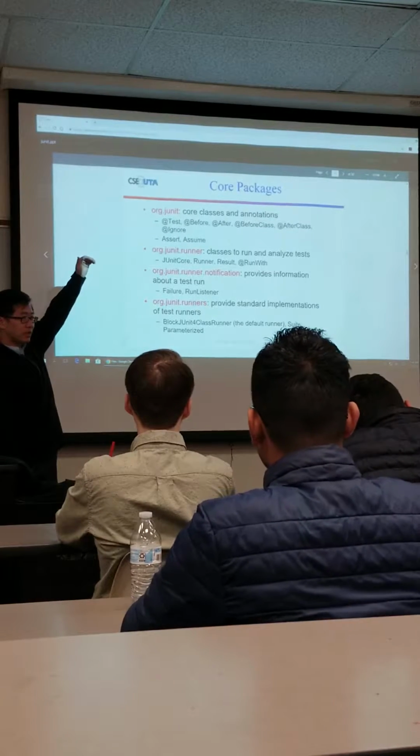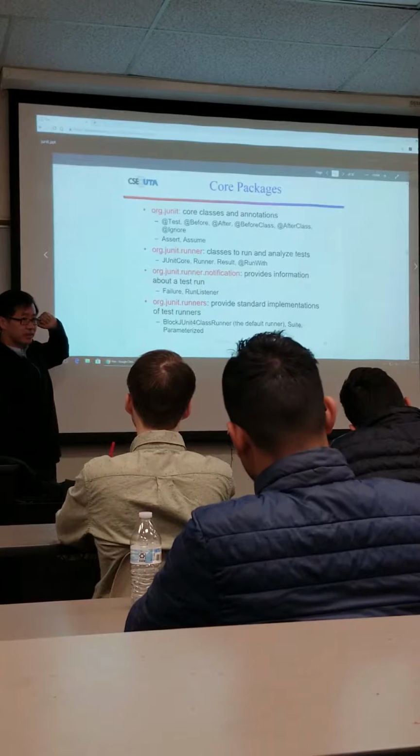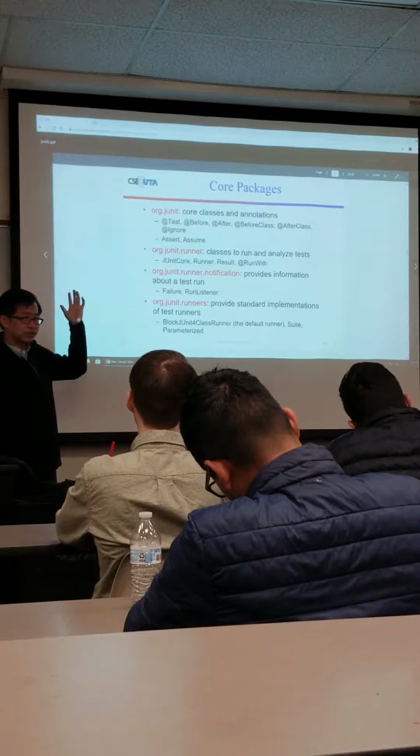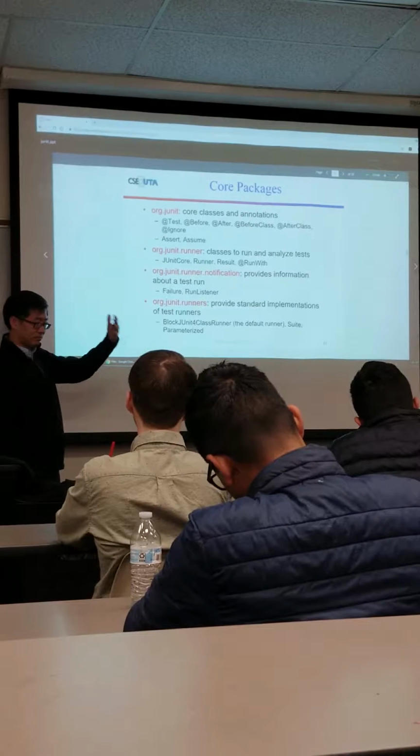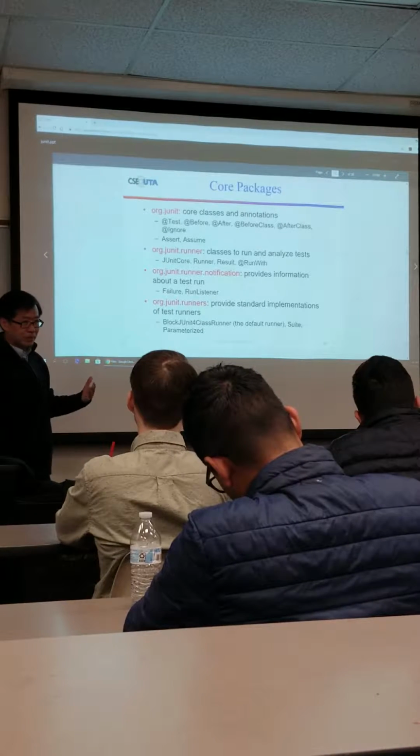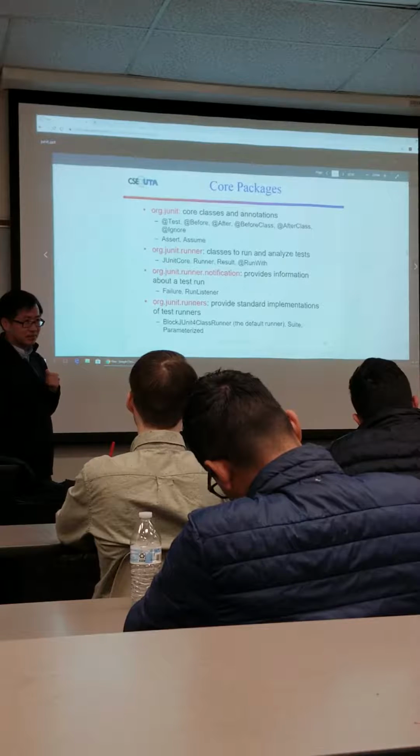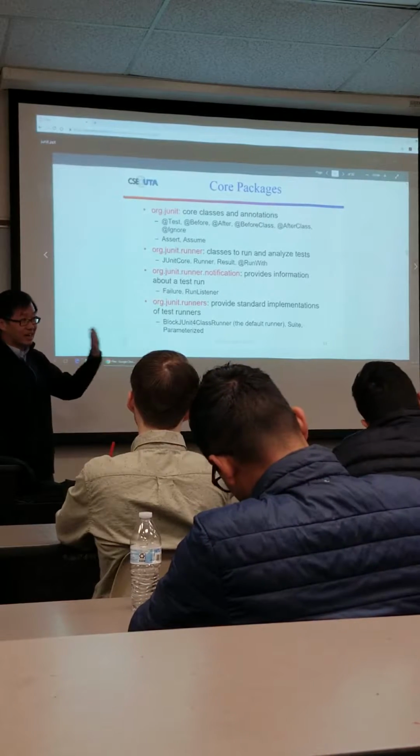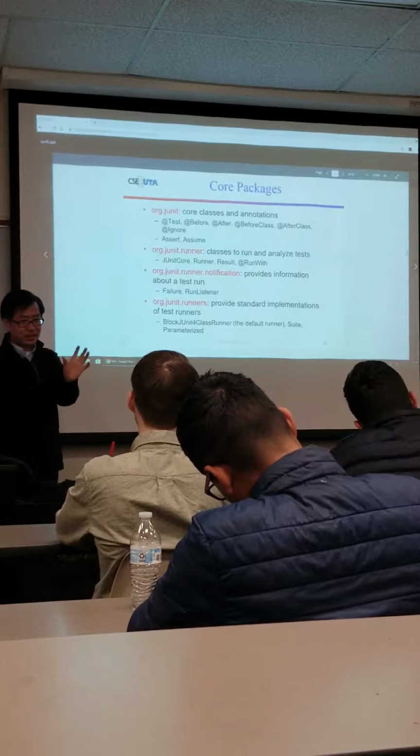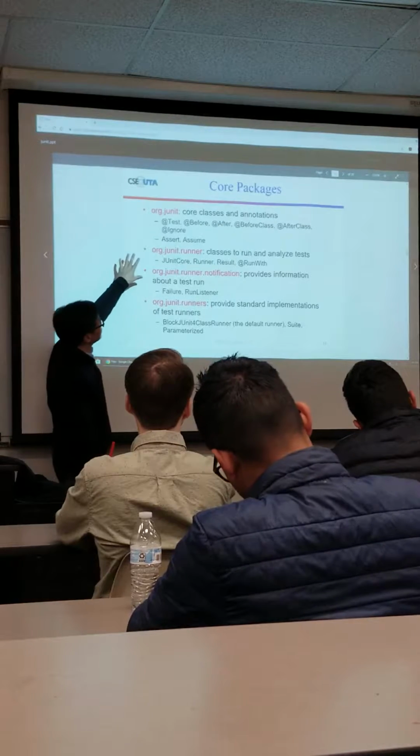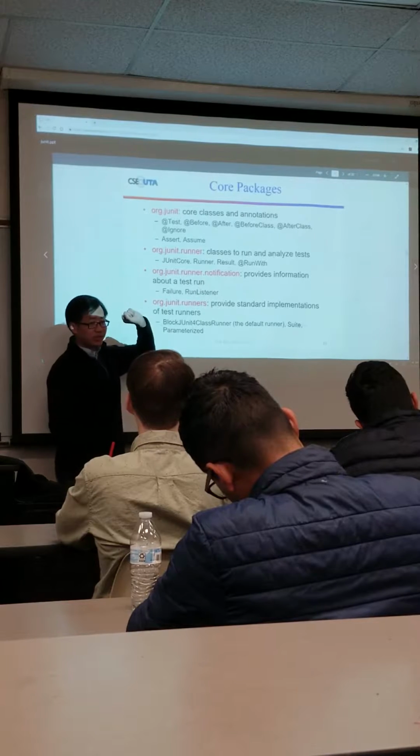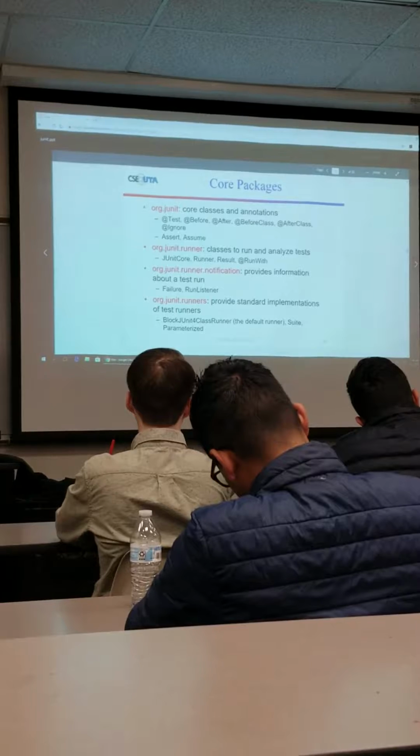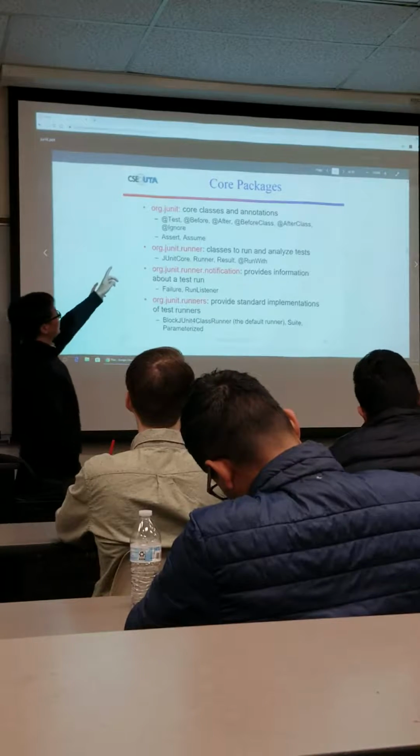So JUnit has different packages. Okay? They put different APIs in different packages, just like what you do when you write a Java program that is more significant, right? When you have more classes, you need to group them into packages. Okay? So org.junit, this package has the core classes and annotations you need to use.